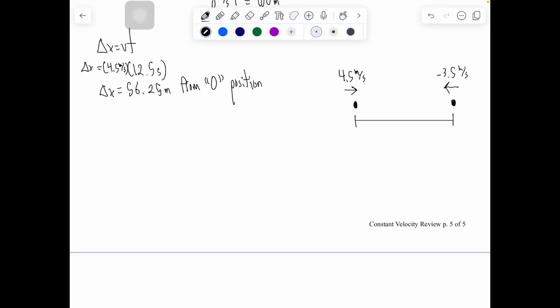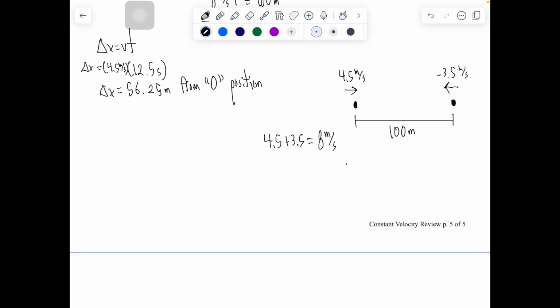And it's not shrinking at the rate of just one of them moving. If only the object on the left was moving, the gap between them would shrink 4.5 meters every second. If just the object on the right was moving, the gap between them would shrink 3.5 meters every second. Since they're both moving towards each other, the gap is going to shrink at those rates combined. 4.5 meters every second plus 3.5 meters every second. If we add those up, we see the distance between the two objects shrinks at 8 meters every second.